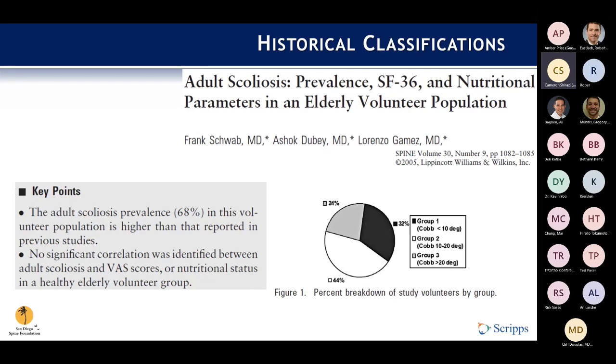No significant correlations were found. However, the prevalence of scoliosis at that time was 68%, which was much higher than the 1.4 to 32% previously reported in the literature. This was with a definition of Cobb angle greater than 10 degrees, and that was shown in groups 2 and 3 in this pie chart, which is that subset of patients. So this showed the need to define and classify adult deformity that meets those criteria we talked about earlier, especially in the setting of more and more older patients coming in with this problem and needing ways to look at this.